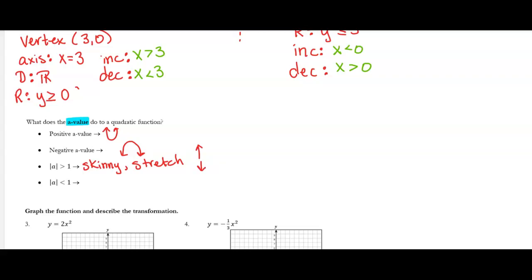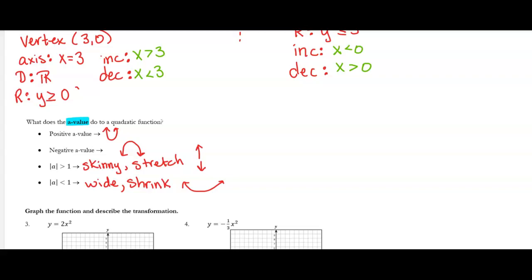When it's less than 1, this is actually when it gets wider, which is called a shrink. And this is confusing, I know, because skinny and shrink kind of seem like they go together. But what happens is this one, you actually get wider. You're shrinking the height of it, and so you're kind of compressing it down.